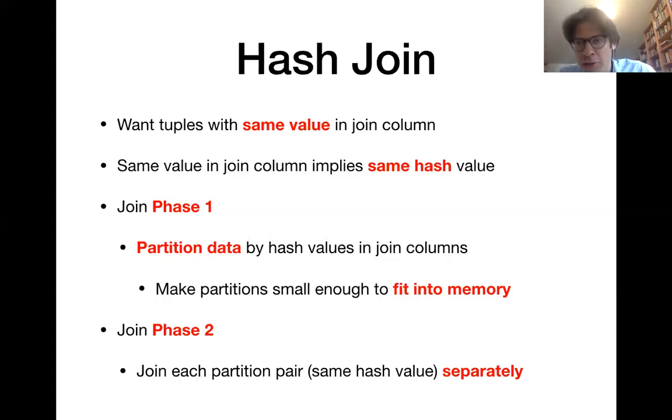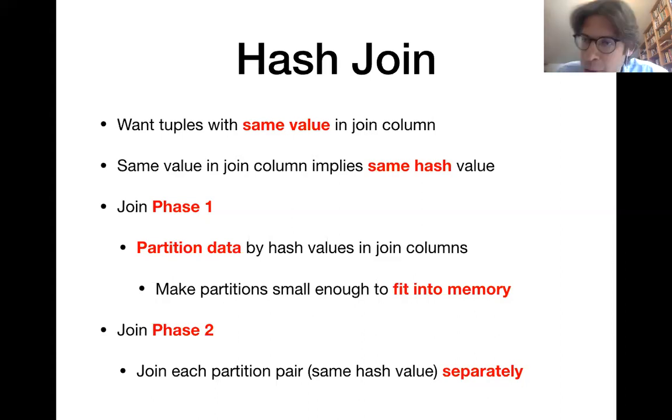Now the hash join has two phases. In the first phase, we essentially partition both input tables using the hash function. So first of all, we make one pass over both input tables. Then we apply the hash function in order to partition that data into buckets that are associated with a specific hash function value. And we try to partition the data into sufficiently small partitions such that one of those partitions fits into main memory. That's what we need.